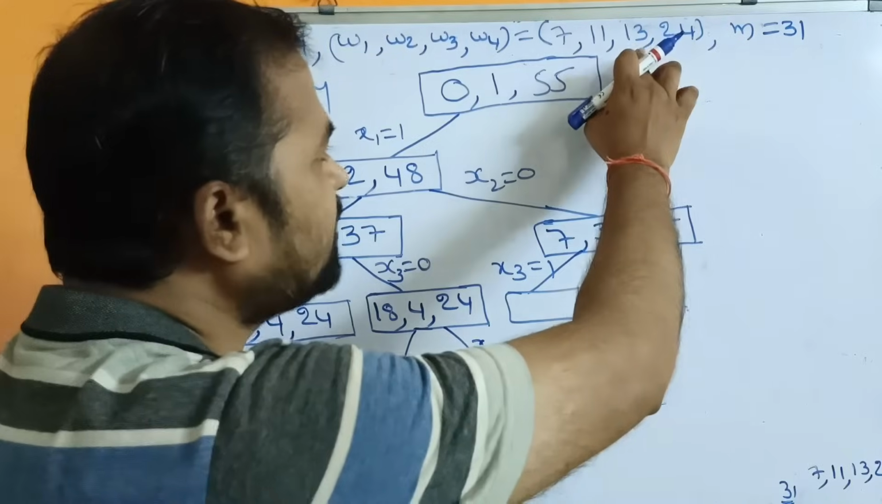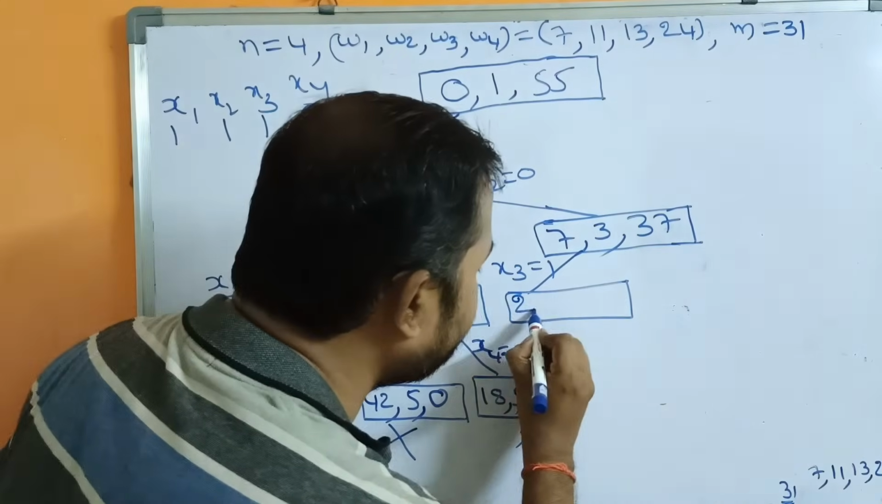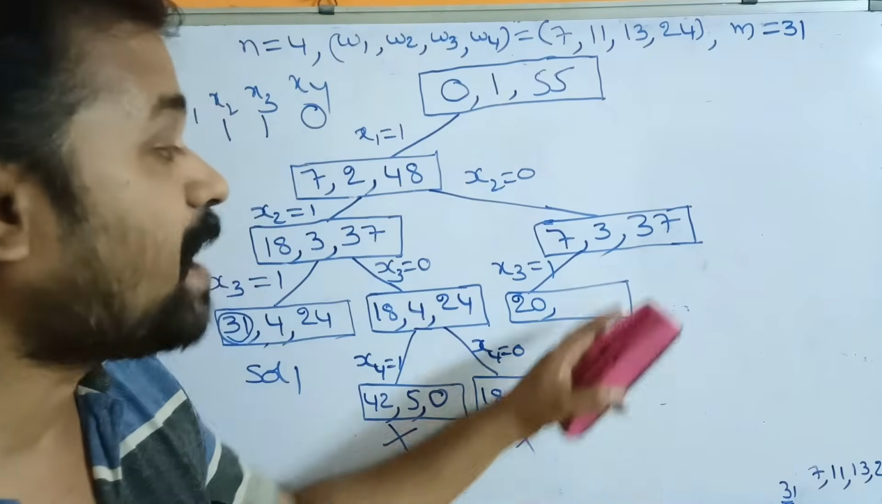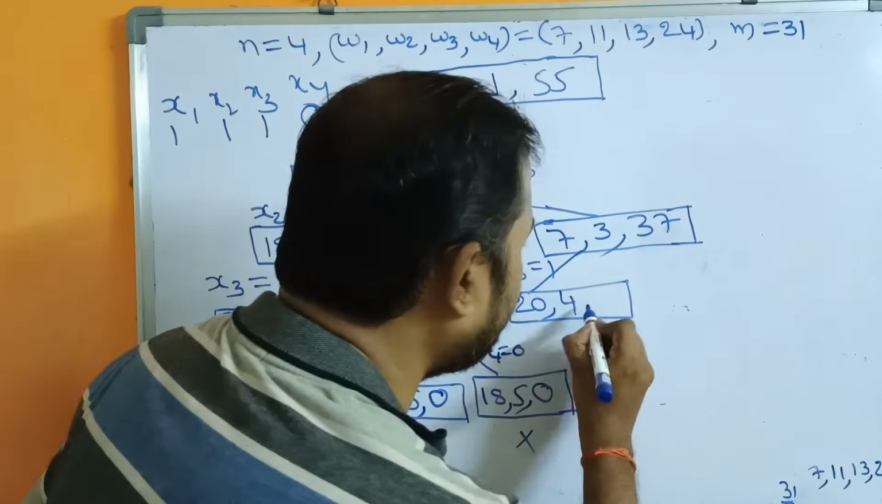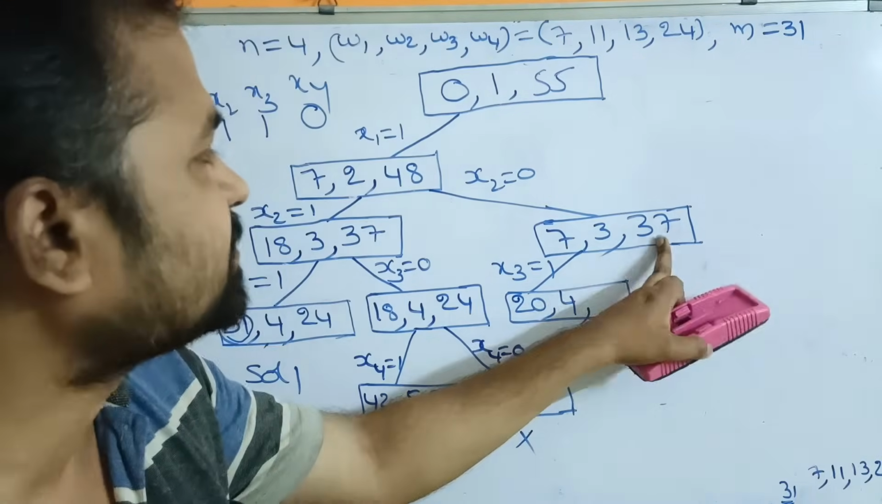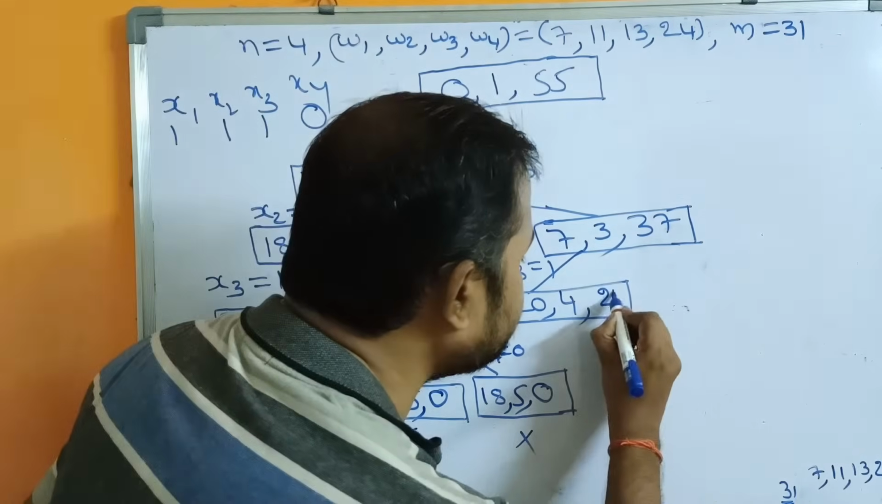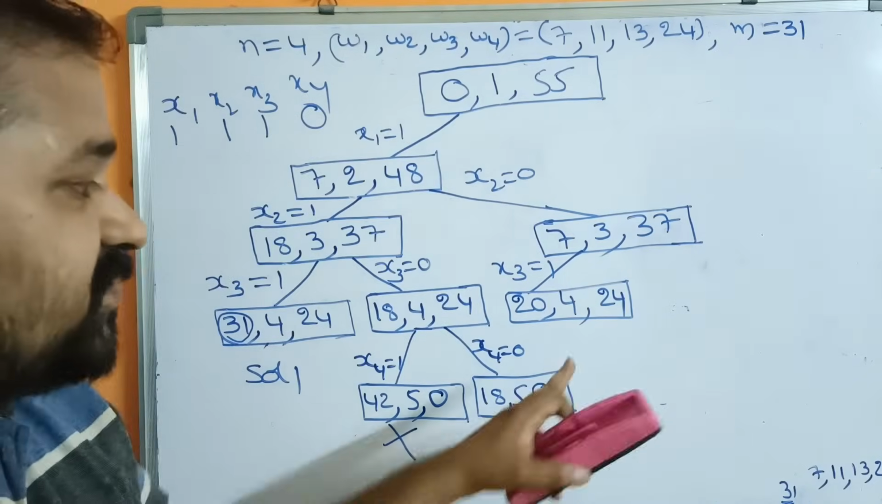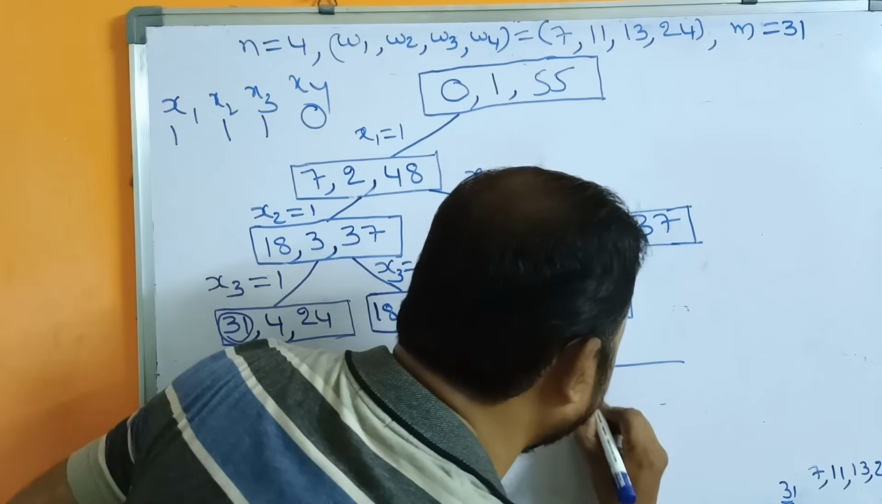So if we are considering the third object, then we have to add third object weight to the sum. So what is the third object weight? 13. 13 should be added to the 7. So 13 plus 7 means 20. Next we have to perform operation on the fourth object. Okay. So 4 comma. Next to 37 minus, what is the third object weight? 13. So 37 minus 13 means 24. Next we have to explore this node. So x4 value may be either 1 or 0.